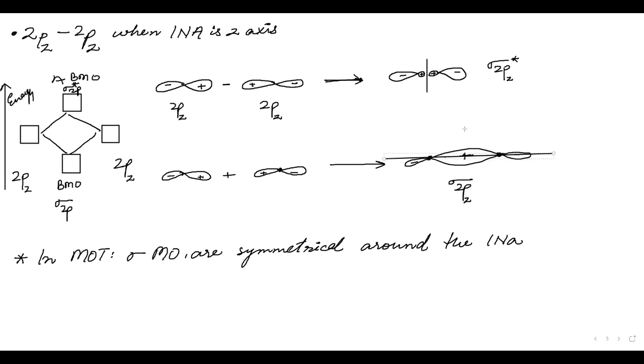Correct? Now you can see above and below the internuclear axis, there is positive phase. You know symmetry. What is symmetry?